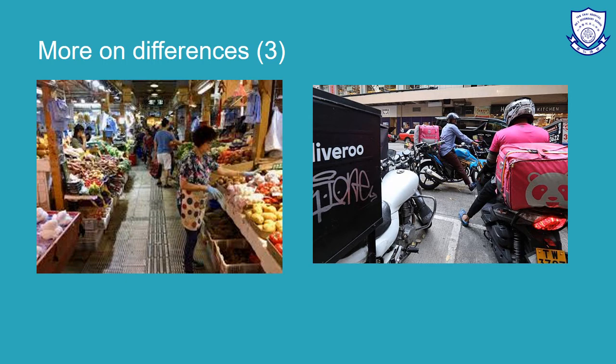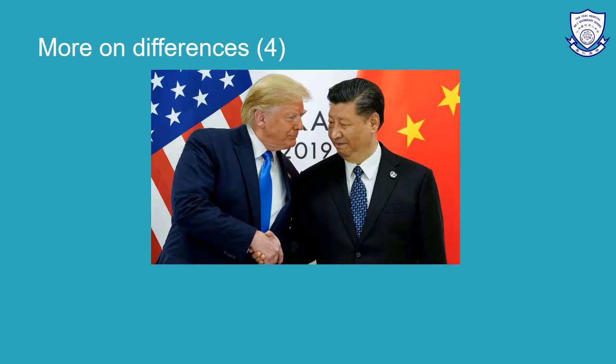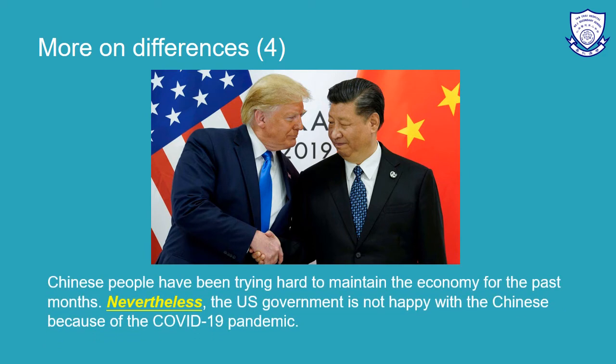Example sentence number 3. More and more Hong Kong people avoid buying groceries in markets now. Instead, they order delivery on their smartphones. Example sentence number 4. Chinese people have been trying hard to maintain the economy for the past months. Nevertheless, the US government is not happy with the Chinese because of the COVID-19 pandemic.